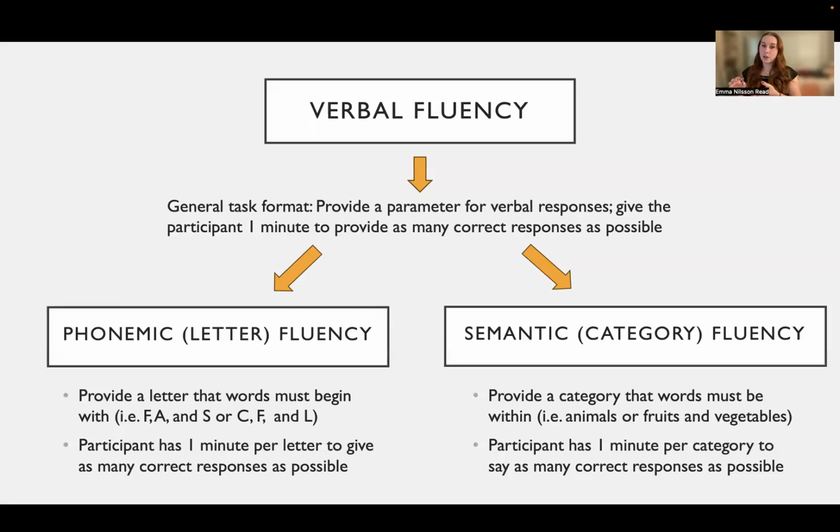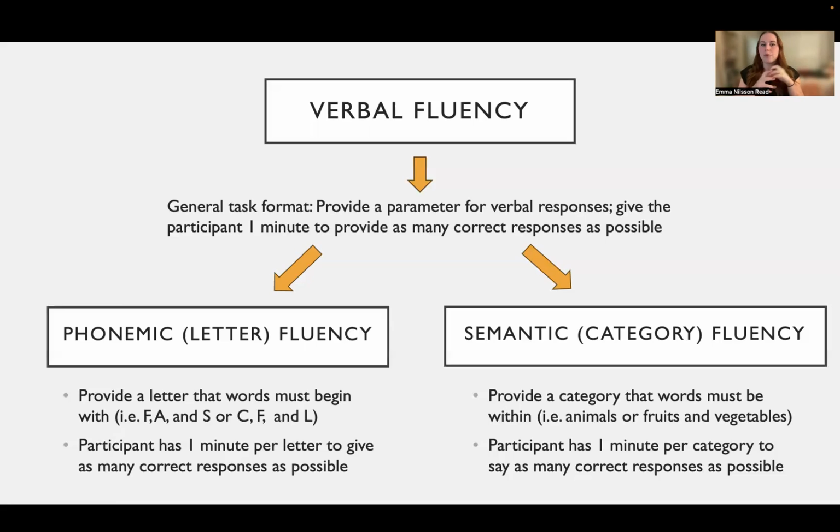Whereas in semantic or category fluency, same idea, but this time you're going to be providing a category that the words need to fall into. So you're going to give them a category like, tell me as many animals as you can think of in 1 minute, or as many fruits or vegetables. It doesn't matter what letter they begin with, they just need to fall within the same general category.